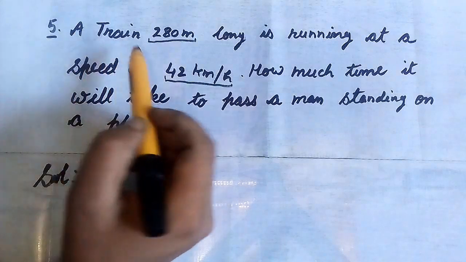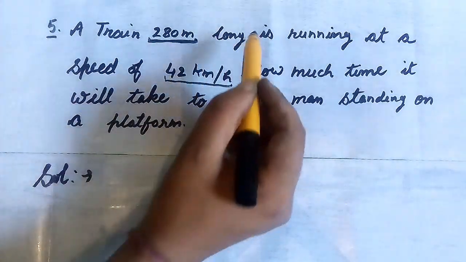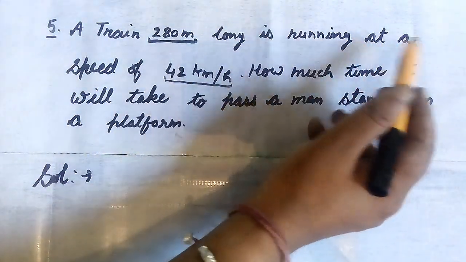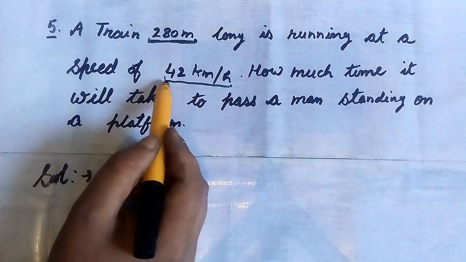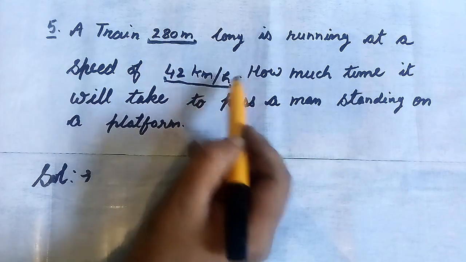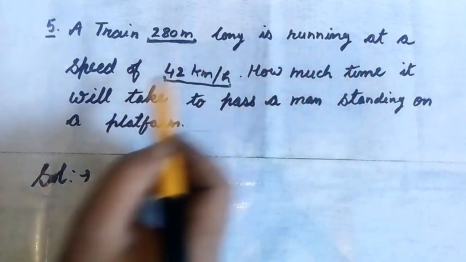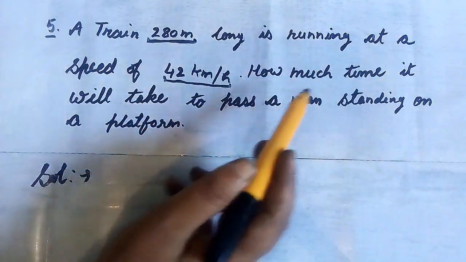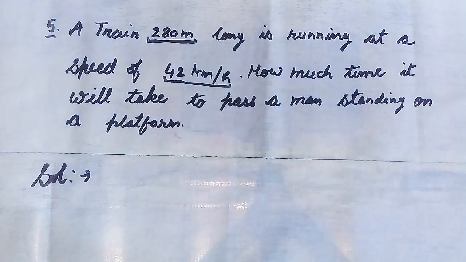So, a train 280 meter long is running at a speed of 42 km per hour. Remember, the speed is given in the form of 42 km per hour. How much time will it take to pass a man standing on a platform?